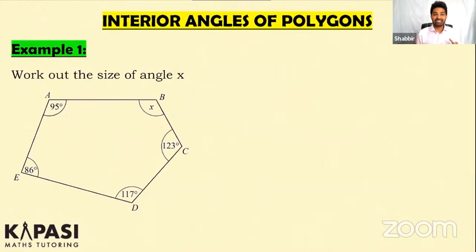Well, first, of course, I need to know what the angles in that shape must add up to. And this is where I use that formula of the sum of the interior angles. So I need to know the number of sides: 1, 2, 3, 4, 5. I've got 5 sides. 5 take away 2 is 3. And then 3 times 180. Well, 3 times 100 is 300, 3 times 80 is 240. So altogether, this is going to be 540 degrees.